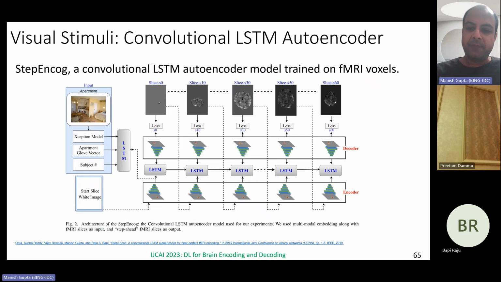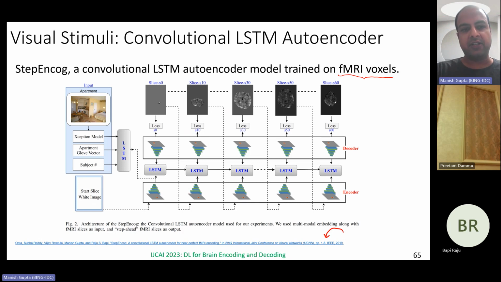In fact, this is another paper from our group where we tried to combine LSTMs with convolutional neural networks. So here the idea was that maybe we can do predictions of these brain activations slice by slice. fMRI voxel information is, of course, available for the entire volume, but it is also available slice by slice. So can you take the image?